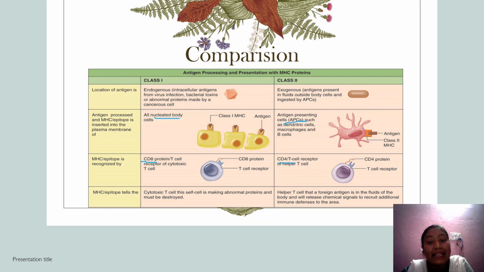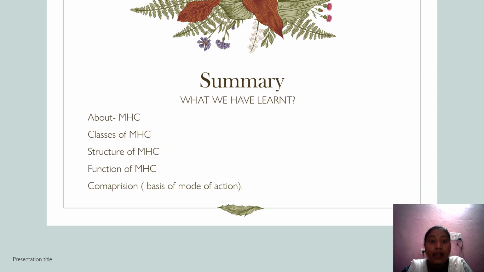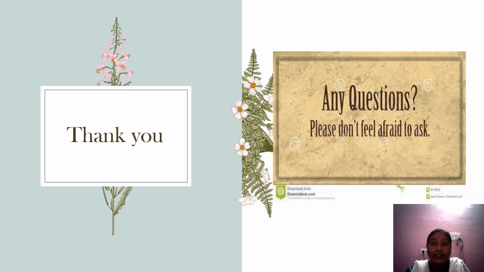Now the cytotoxic T cell recognizes that a self cell is making abnormal proteins and must be destroyed. Helper T cells recognize that a foreign antigen is in the fluid of the body and will release chemical signals to recruit additional immune response to the area. So quickly we have gone through the class 1 and class 2 MHC differences. In the last summary, we have learned about MHC, the classes of MHC, the structure of MHC, the function of MHC, and the comparison of the mode of action: how one is exogenous and another one is endogenous.